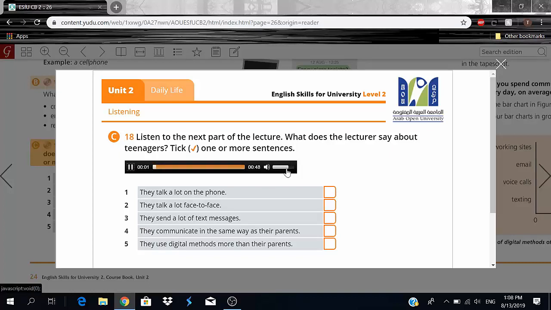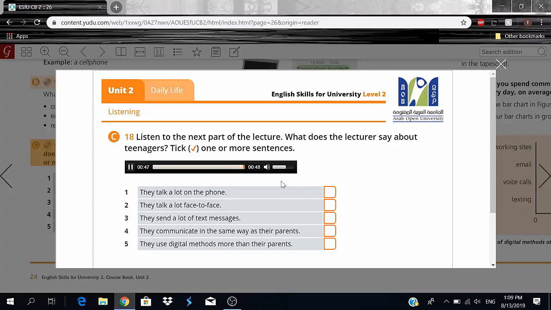Exercise C. Listen to the next part of the lecture. What does the lecturer say about teenagers? Tick one or more sentences. So this is the digital age. Teenagers in many countries use digital methods to communicate with their friends. They don't often talk to them face to face, and they don't often talk to them on the phone. Teenagers today communicate in a different way from their parents.